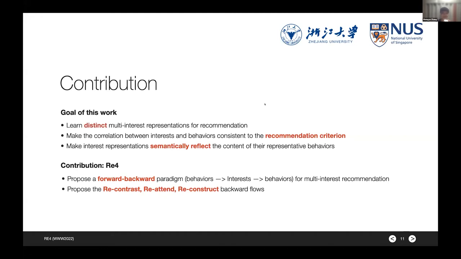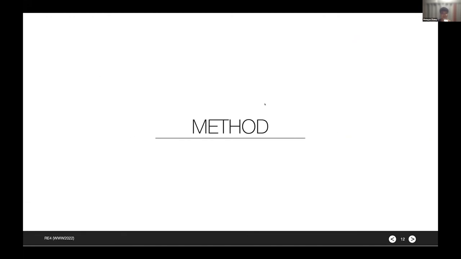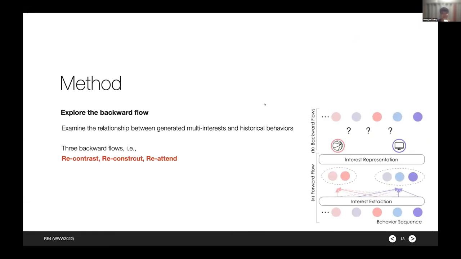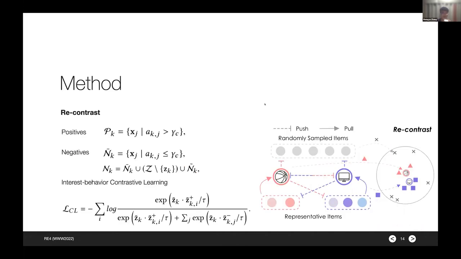So what are these backward flows? We dive into the details here. Backward flow basically means that we have generated the multi-interest and we go further to examine the relationship between those generated multi-interests and historical behaviors. The first one is recontrast. Recontrast means that we should push each interest away from other interests, as well as those items corresponding to other interests, in the embedding space.